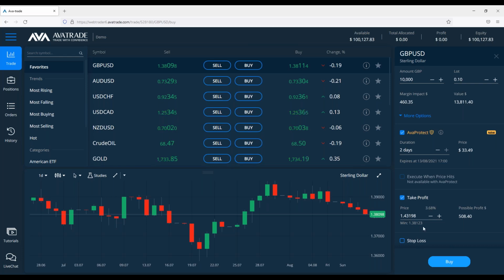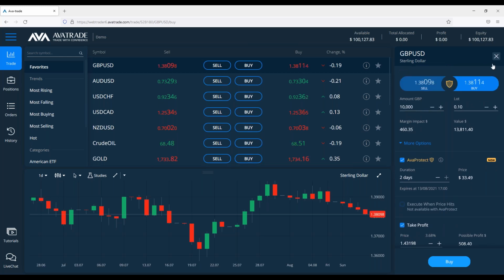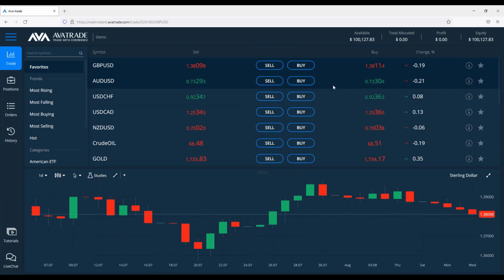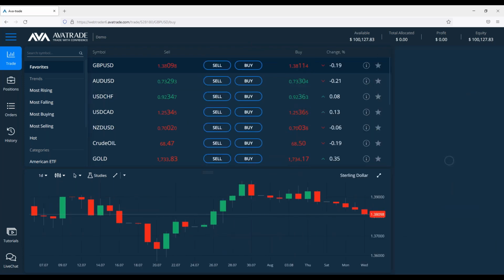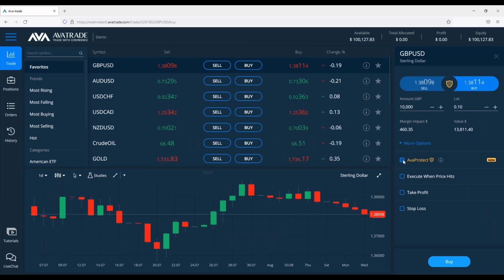Let's suppose I'm supposed to make $500. If I take a buy and it goes up, wonderful. If I protected my position, maybe I should do it again slower for the beginners among us. I clicked here on buy. I have this already opened. I clicked here on AvaProtect and I have marked a 2 days period. Then I've placed just a random take profit so we will know what to expect: 508.